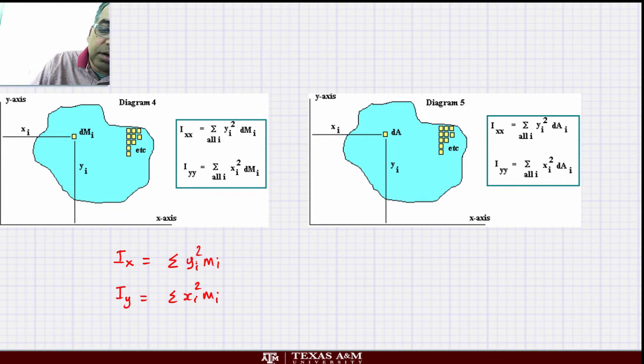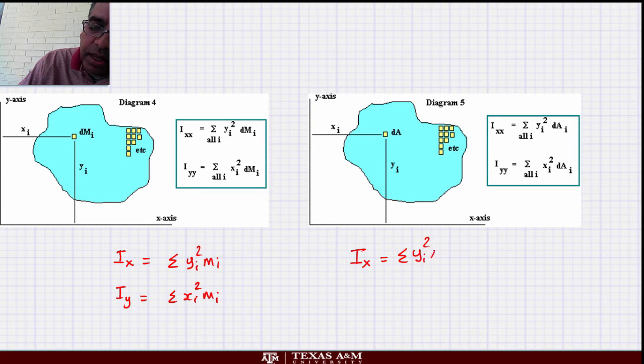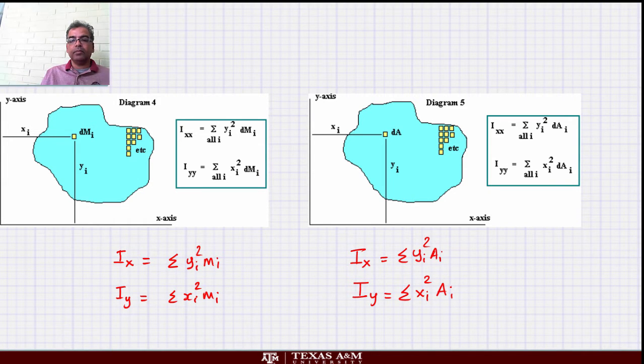It's not just about masses, you can also do the same thing with areas. So area moment of inertia around the x-axis is summation of yi squared ai, and area moment of inertia about the y-axis is summation of xi squared ai. Okay, and notice I don't have to divide by area or anything, it's just moment of inertia. Okay, that's all there is to it.